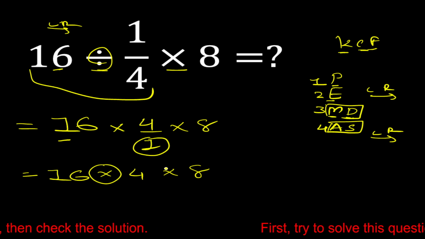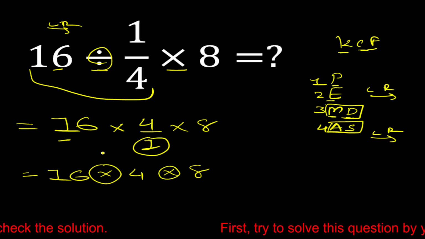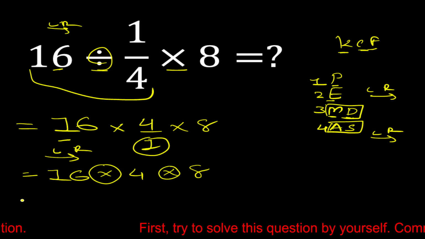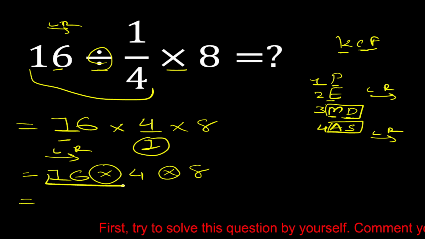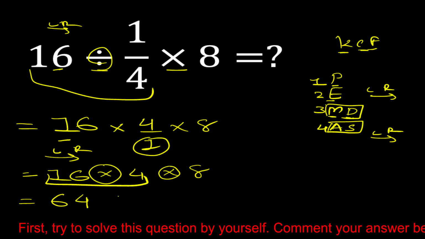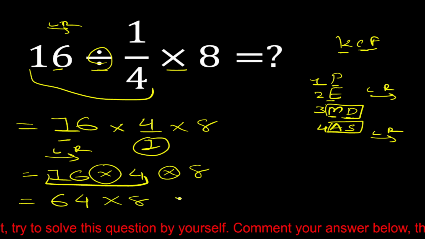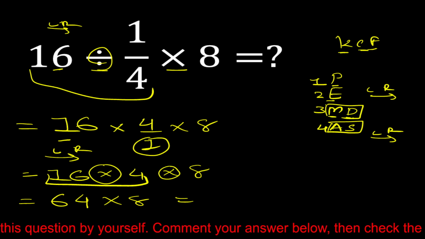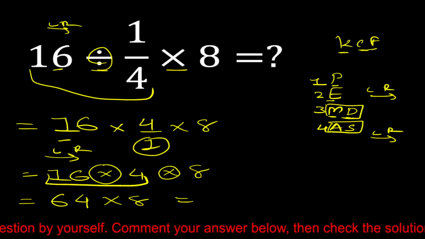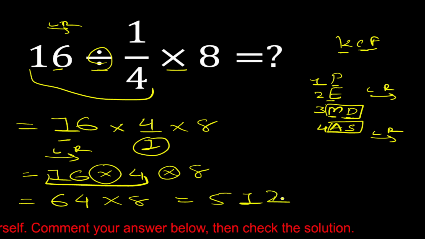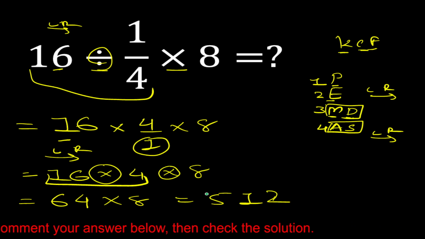Now here is multiplication and here is multiplication. Both have equal priority, so we have to solve it from left to right. So first we have to solve this part. So 16 multiply 4 is equal to 64, multiply 8. Now 64 multiply 8 is equal to 512. So the correct answer is 512.